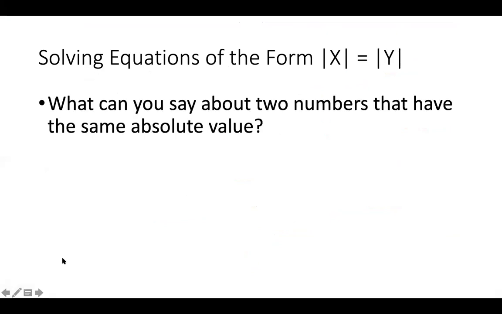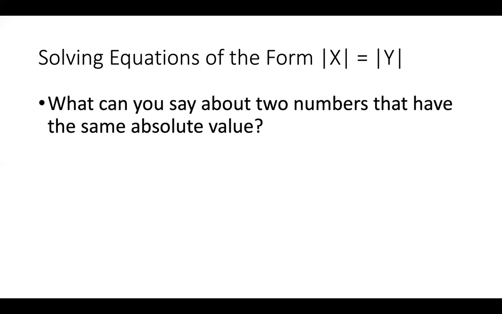and talk about equations of the form absolute value of x equals absolute value of y. So absolute value on both sides. And I'm thinking that these expressions x and y will usually be variable expressions. So what can you say about two numbers that have the same absolute value? Suppose I tell you I'm thinking of two mystery numbers, and the only thing I tell you about those mystery numbers is they have the same absolute value.